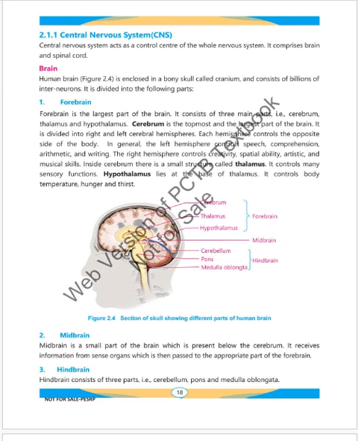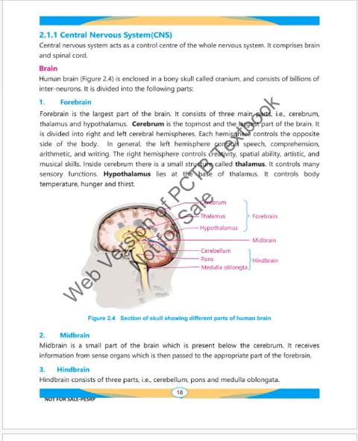In general, the left hemisphere controls speech, comprehension, arithmetic, and writing. The right hemisphere controls creativity, spatial ability, artistic, and musical skill. Inside the cerebrum, there is a small structure called thalamus. It controls many sensory functions. Hypothalamus lies at the base of the thalamus. It controls body temperature, hunger, and thirst. Figure 2.4 shows a section of the skull showing different parts of the human brain.